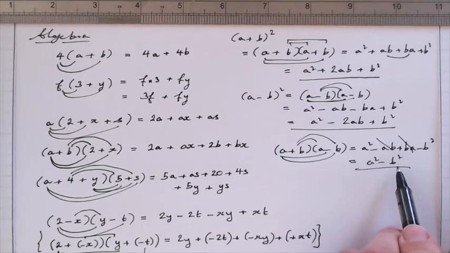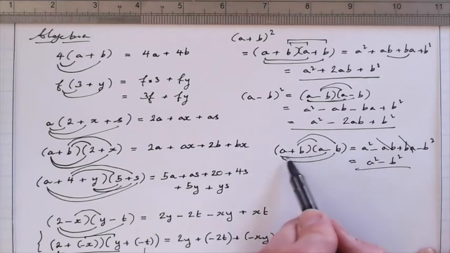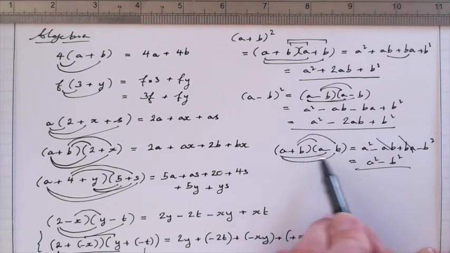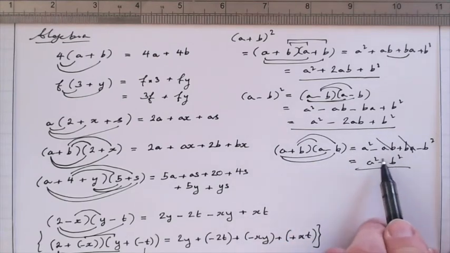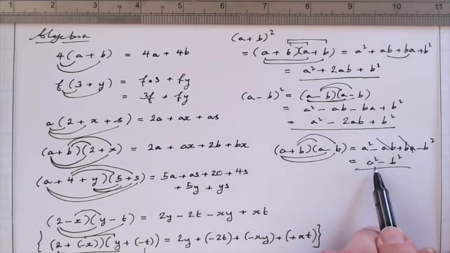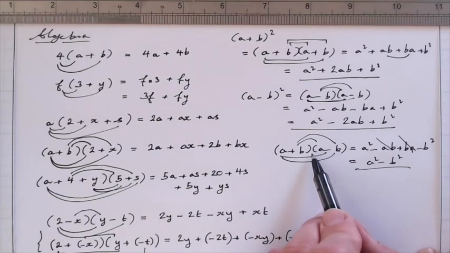And if you have the difference of two squares, the reverse is that you can always write it as the sum times the difference of the terms. It's not at all obvious until you've seen it in this direction that you can go the opposite way too.